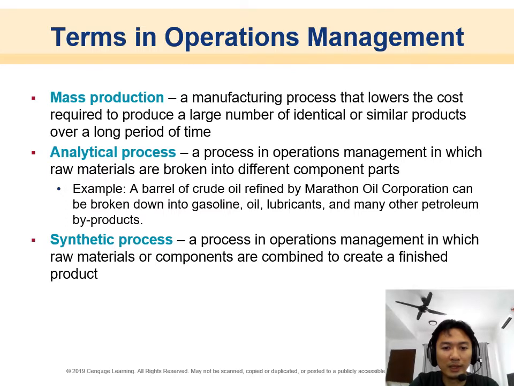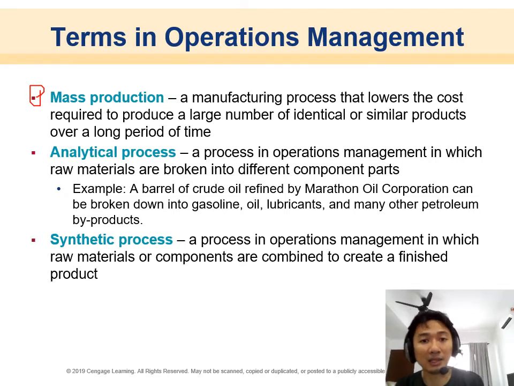Moving on, we will be learning several terms in operations management. Throughout this lecture, you will be learning a couple of terms. The first term that we are learning now is mass production. Mass production is a manufacturing process which lowers the cost required to produce a huge number of products, but the products must be identical, and they normally do it over a long period of time. So it's just a way of lowering the cost by mass producing something that is identical or similar.